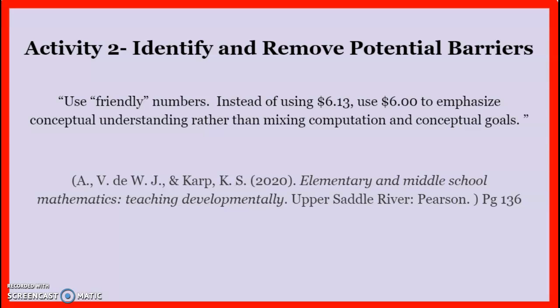My next activity is going to be activity 2, identifying and removing potential barriers. The textbook explains here that using friendly numbers instead of numbers like $6.13, whole numbers like $6, are helpful in that they emphasize conceptual understanding rather than mixing computation and conceptual goals. Basically, by removing these barriers and having easier numbers to learn from, students are going to be more capable of focusing on the problem at hand instead of trying to focus on the small percentage, like what the decimals are.